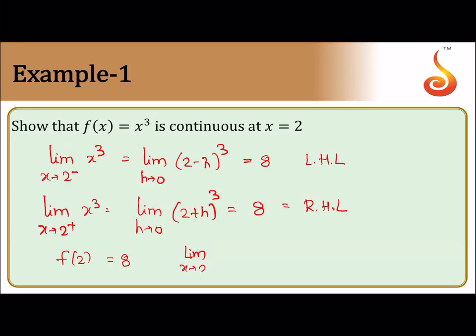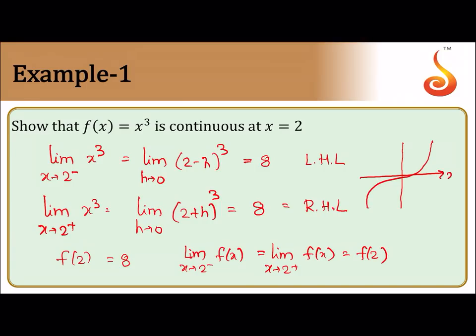Now f of 2 is equal to 8. So what we observe is limit x tending to 2 minus f of x is equal to limit x tending to 2 plus f of x is equal to f of 2. So the function is continuous at x equal to 2.